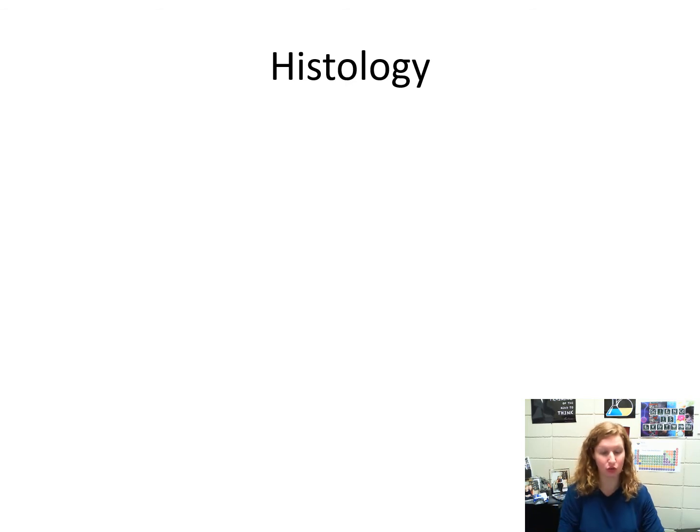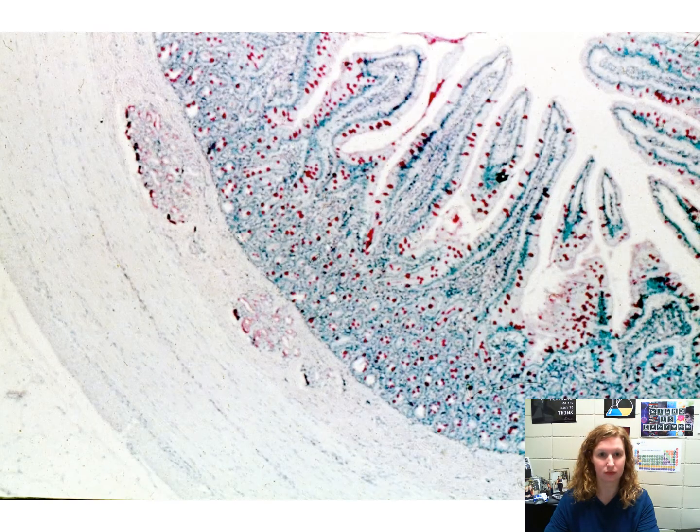All right, moving into histology. These are going to be types of tissues. This is an organ which is showing epithelial tissue, connective tissue, and muscle tissue, and this is actually from the walls of the small intestine.